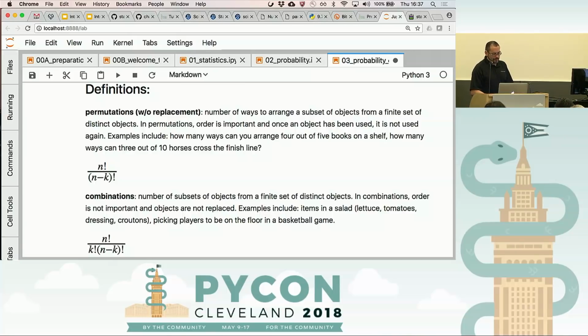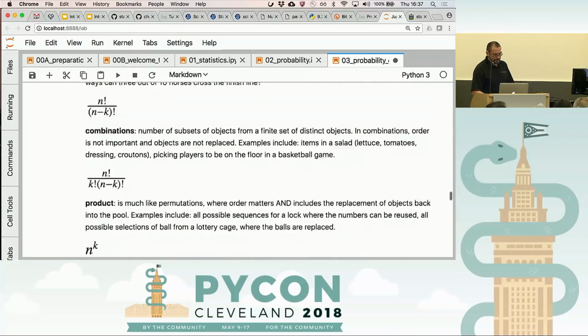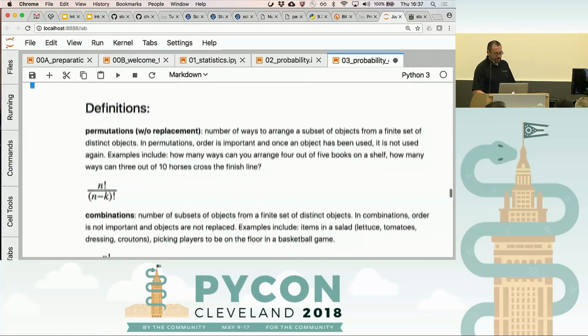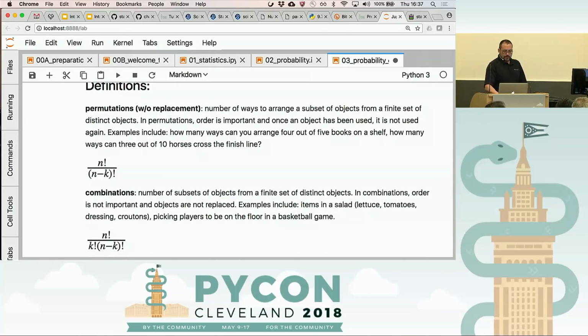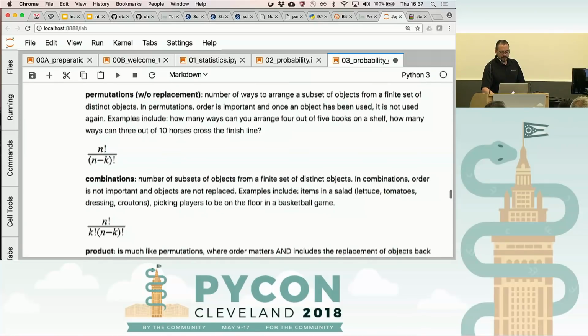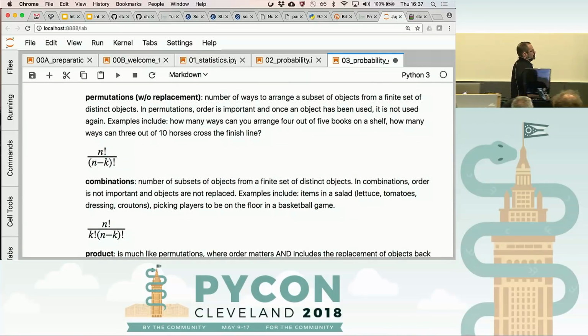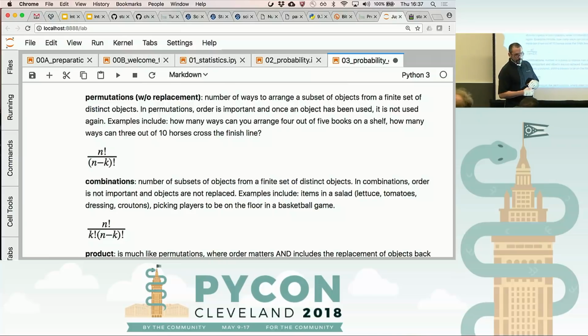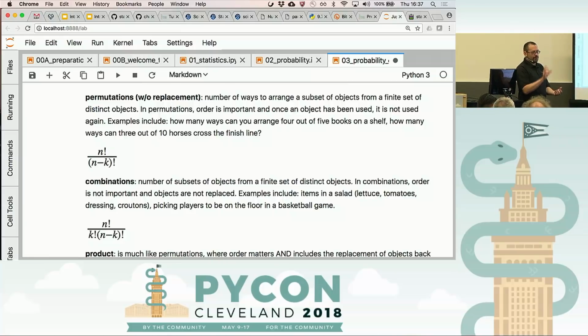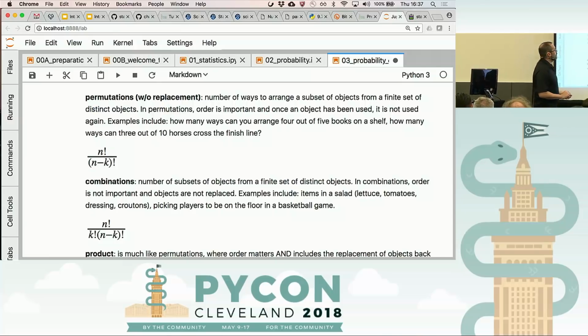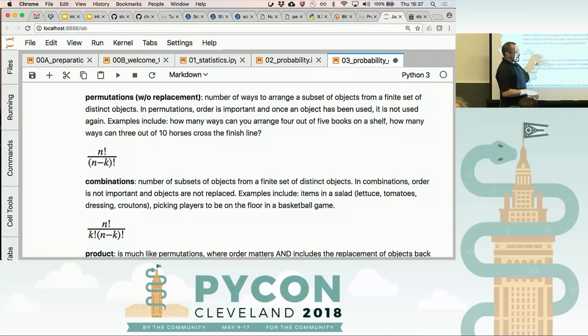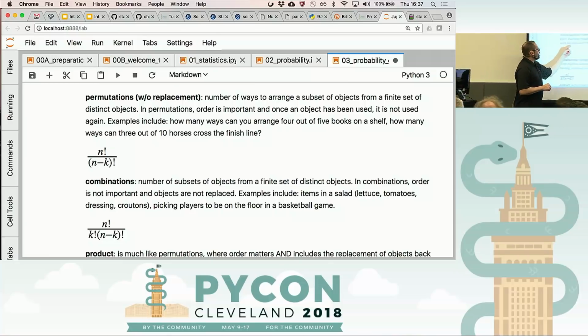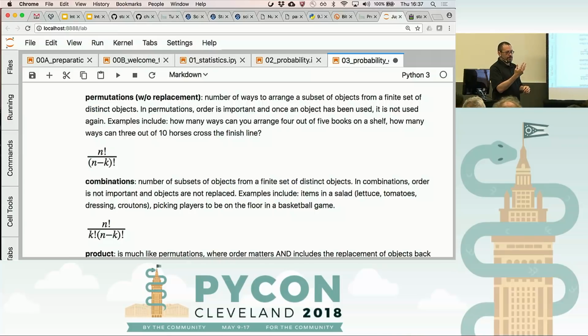We'll talk about permutations, combinations, and products. With permutations, we will look at how we can arrange things. For example, how many ways can I arrange 4 out of 5 books on my shelf? Got 5 books, I only have room for 4. Let me figure out which 4 I want to pick. Or if I care about 3 of the 10 horses that win, because I'm going to bet on 3 of them, how many different options are there that 3 will cross the finish line, right?